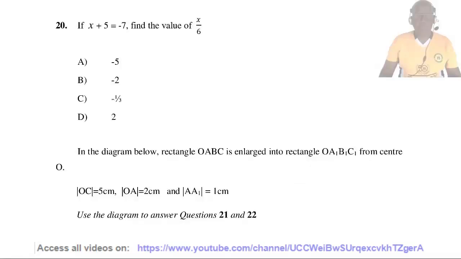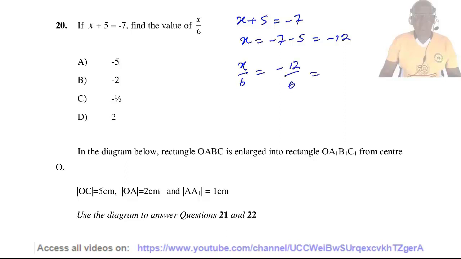Question 20. If s plus 5 equals minus 7, find the value of s divided by 6. S plus 5 equals minus 7. So s equals minus 7 minus 5, which equals minus 12. So s divided by 6 is going to be equal to minus 12 divided by 6, which equals minus 2. So the answer is B.